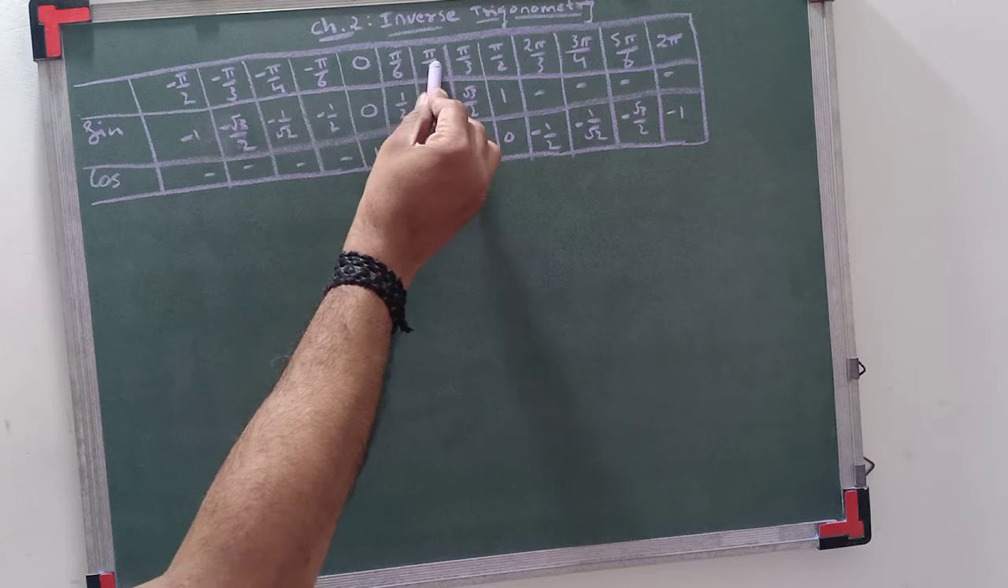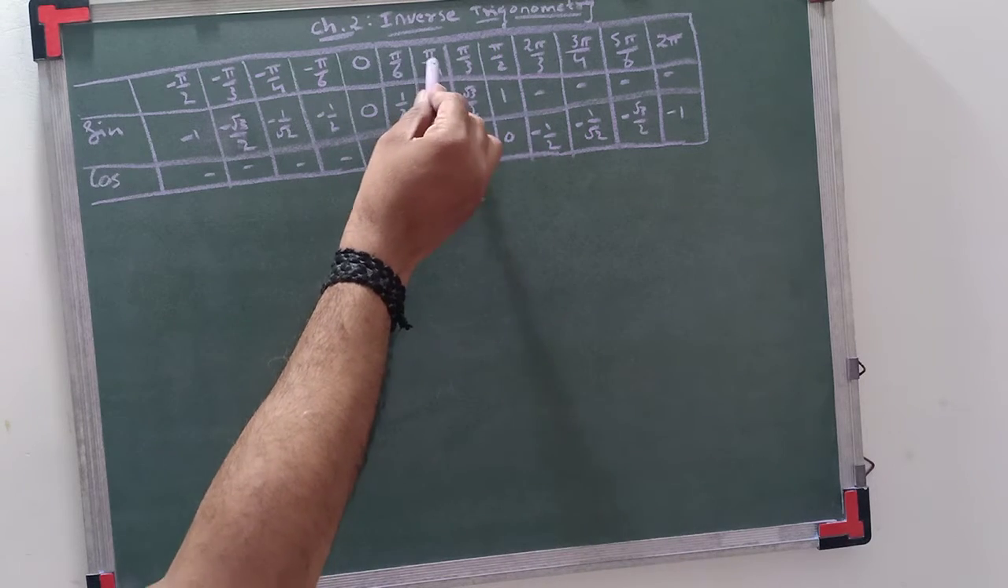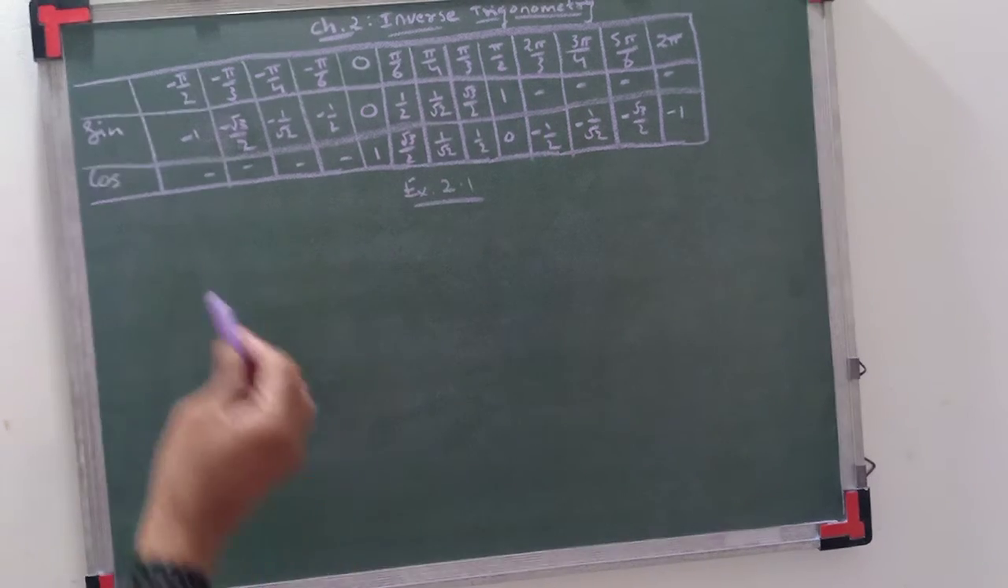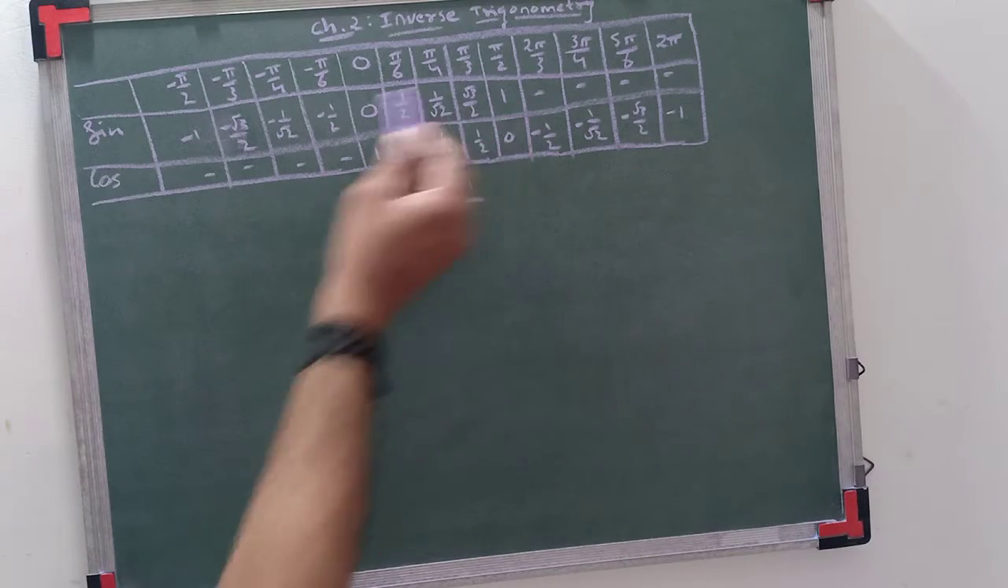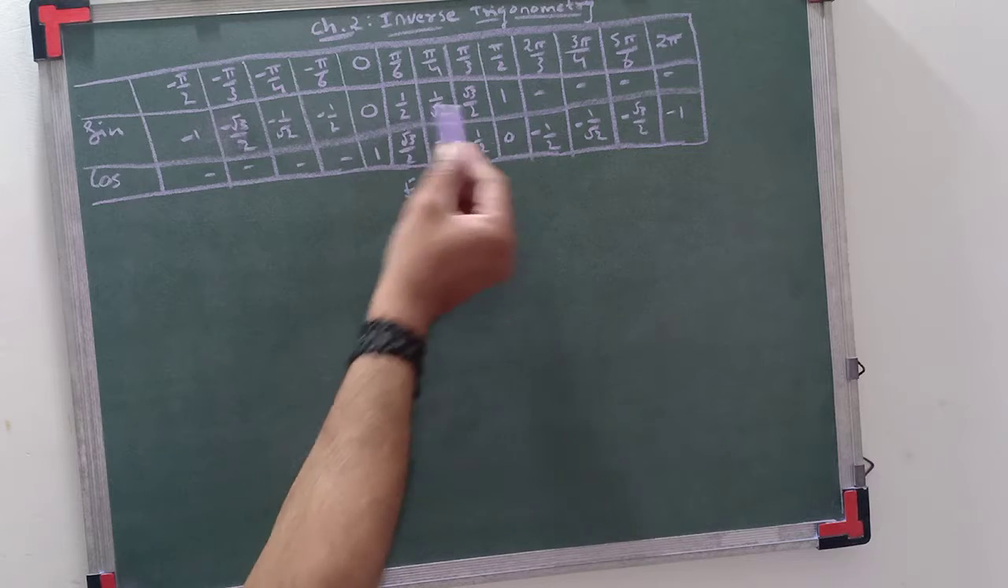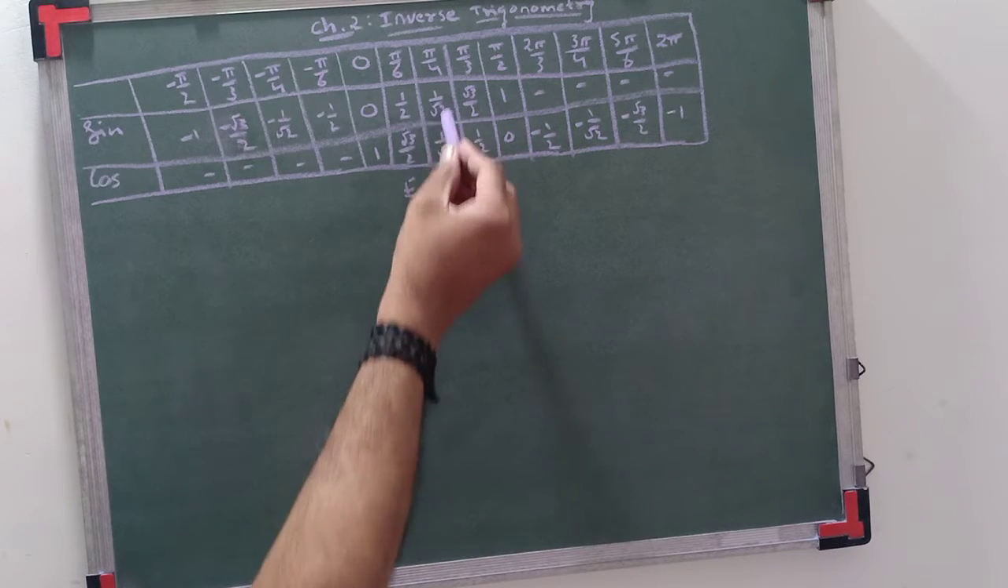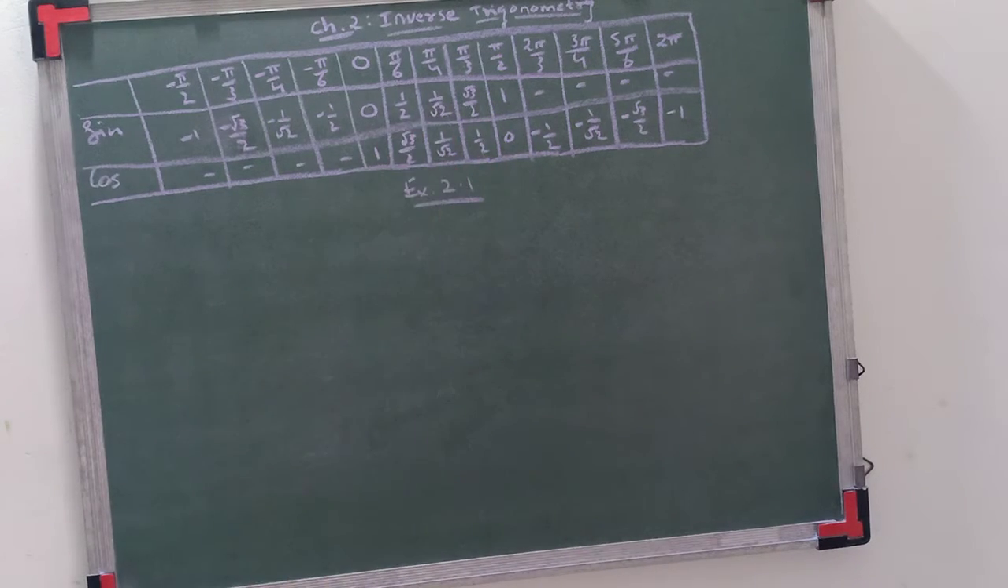0, 30, 45, 60, 90. 0, pi by 6, pi by 4, pi by 3, pi by 2. So in sine you know 0, 1 by 2, 1 by root 2, root 3 by 2, 1. And in cos it is reverse order, that is 1, root 3 by 2, 1 by root 2, 1 by 2 and 0. Now for inverse function we have to extend the table.